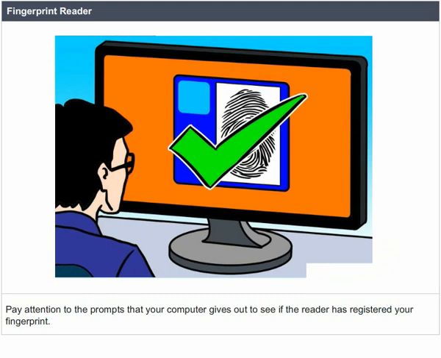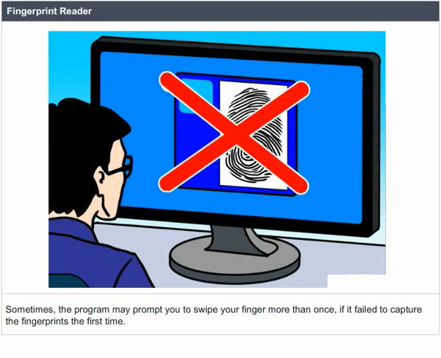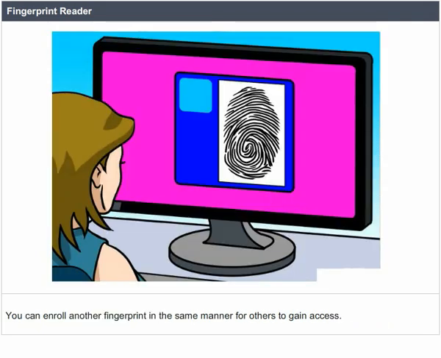Pay attention to the prompts that your computer gives out to see if the reader has registered your fingerprint. Sometimes the program may prompt you to swipe your finger more than once if it failed to capture the fingerprint the first time. You can enroll another fingerprint in the same manner for others to gain access.